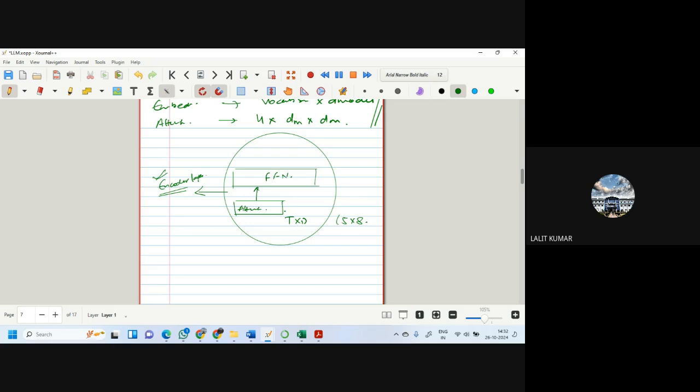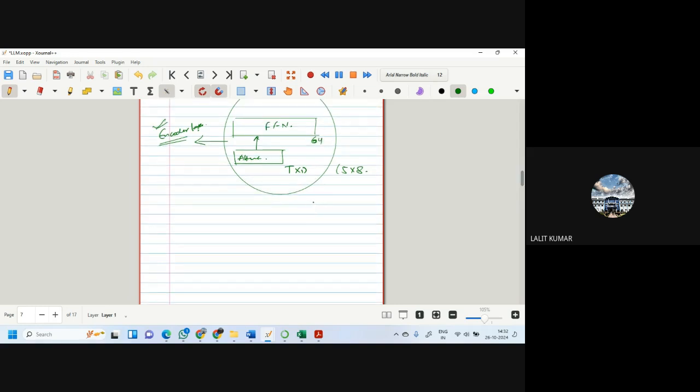For example, in this case, if I take 64, then this 5 into 8, where this is 8, passes through this feed forward network of size 64. And remember, in this FFN, bias is there. In FFN, bias is there. For the first time, bias is coming.